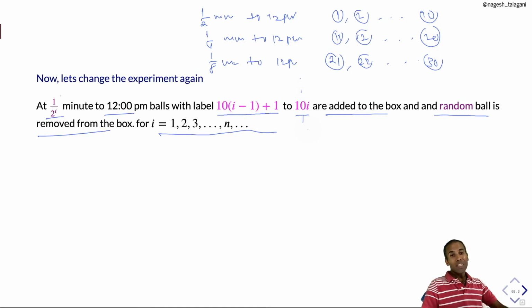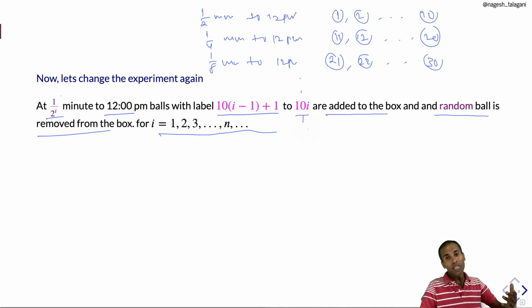At least two possible answers will be there, because the cases we considered above may occur here. Though you are picking at random, at the first removal you may get a 10, at the second removal you may get a 20, at the third removal you may get a 30, and so on. In that case, the box will have infinitely many balls at 12 pm. Or it may happen that at the first removal you remove 1, at the second removal you remove 2, at the third removal you remove 3, and so on. If this happens, then the box will be empty at 12 pm.